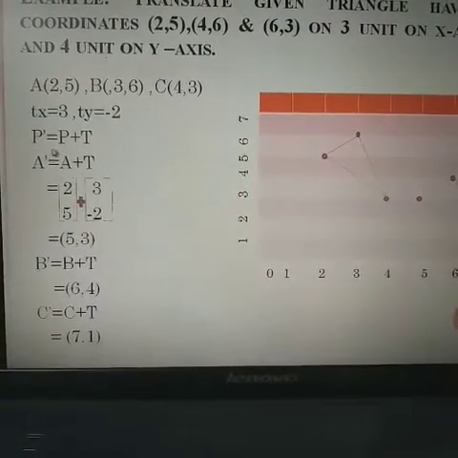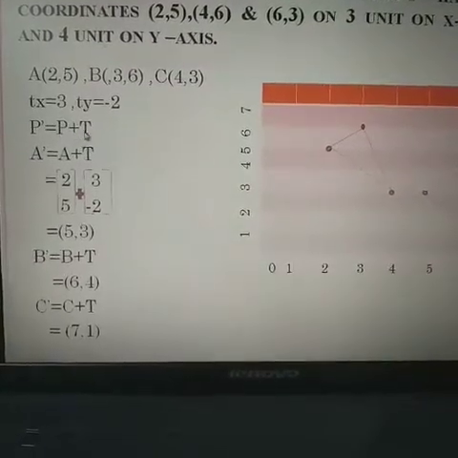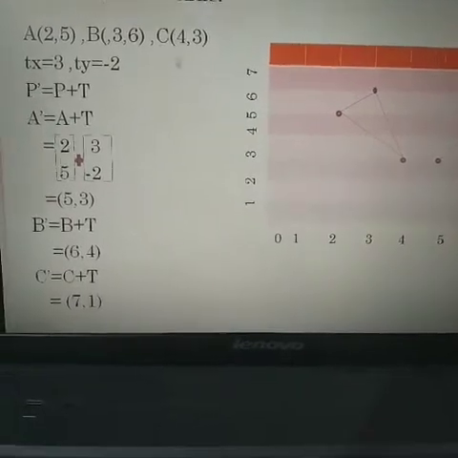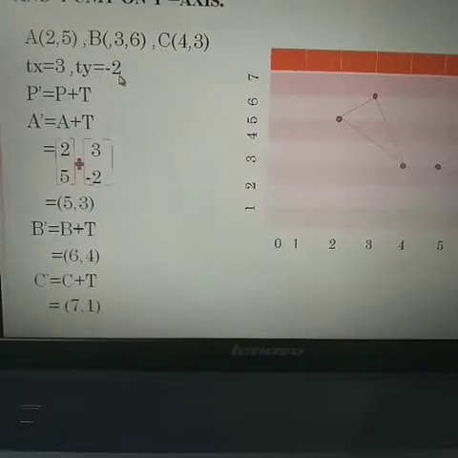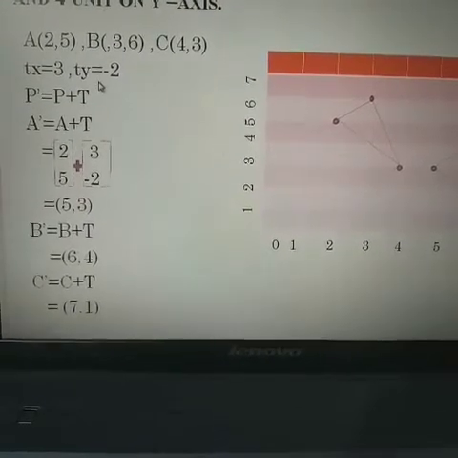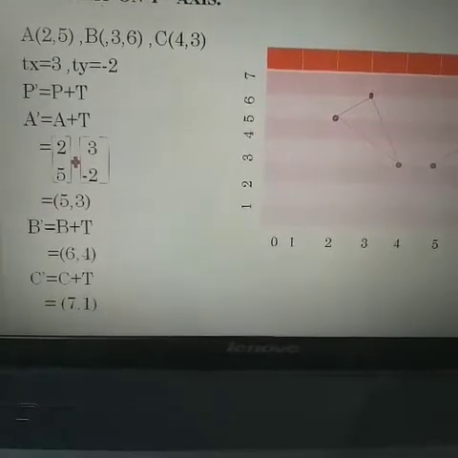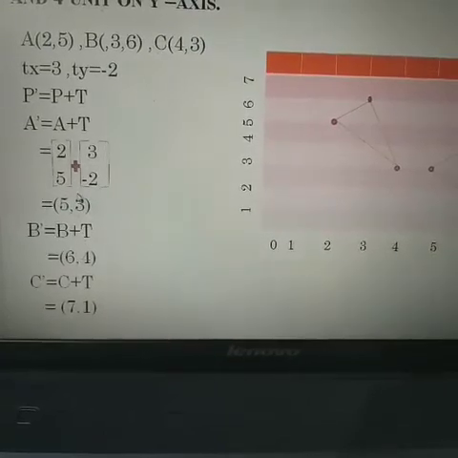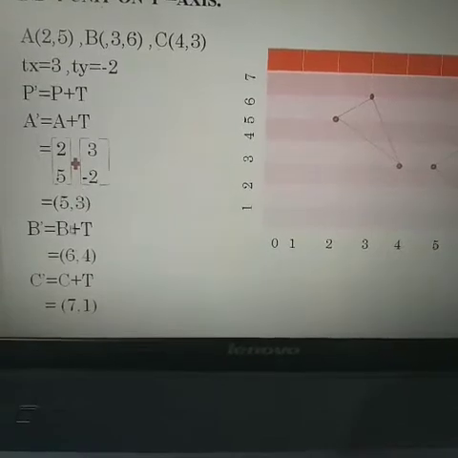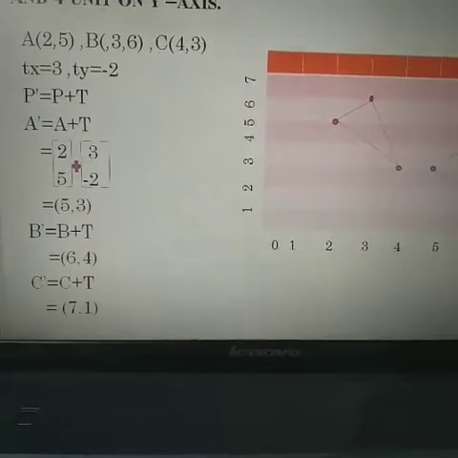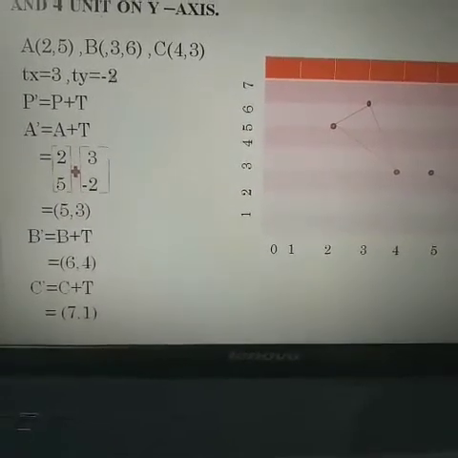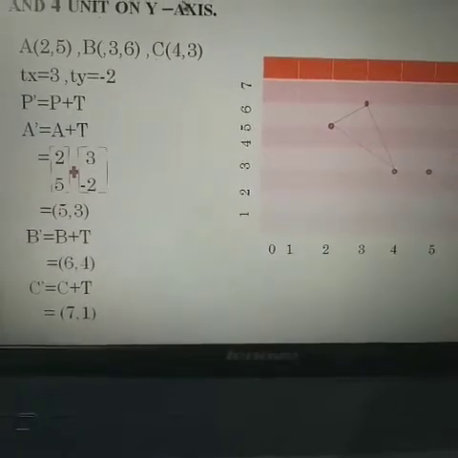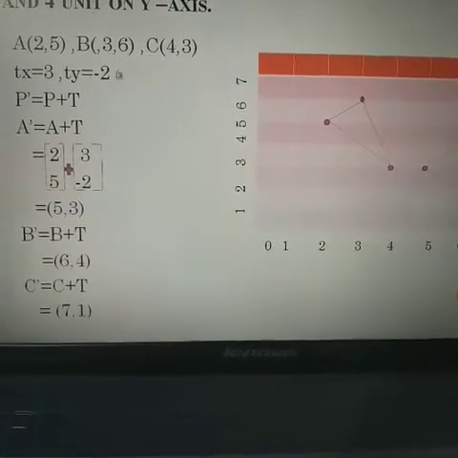We need to know the formula of the translation: P' equals P plus T. So to translate, A becomes A' equals A plus T, B' equals B plus T, and C' equals C plus T. Here we take ty as -2 and tx equals 3; whatever values you take, your graph will change. So A' equals A plus T. The coordinates of A are 2 and 5, the translation is 3 and -2: 3 plus 2 is 5, 5 minus 2 is 3. So the new coordinates of A are (5, 3). Similarly we calculate B. (3, 6) are the actual coordinates. tx is 3 and ty is -2. 3 plus 3 is 6, 6 minus 2 is 4. So the new coordinates are (6, 4). Similarly we calculate C. (4, 3): 4 plus 3 is 7, and 3 minus 2 equals 1.